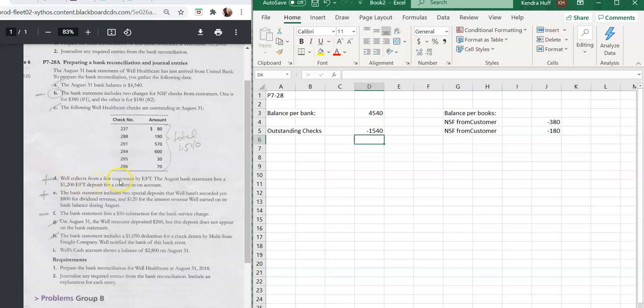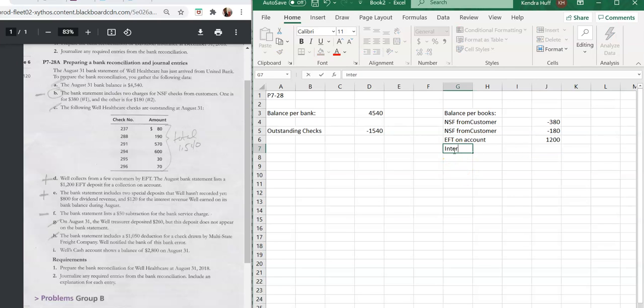All right, Well collects from a few customers by EFT. The August bank statement lists a $1,200 EFT deposit for a collection on account. All right, so this is an EFT on account, and it was for $1,200. It's added to the account. The bank statement includes two special deposits that Well hasn't recorded yet: $800 for dividend revenue and $120 for interest revenue that Well earned on its bank balance.